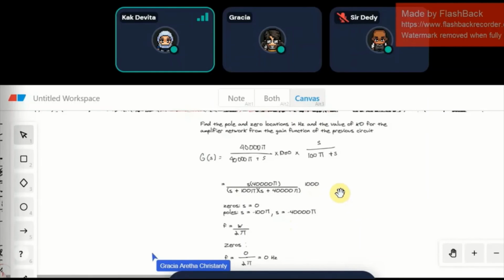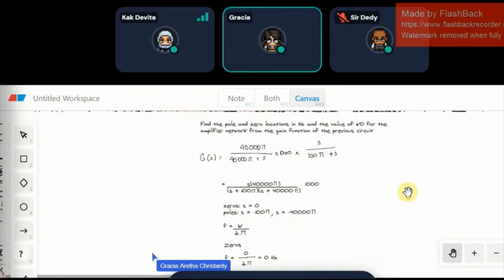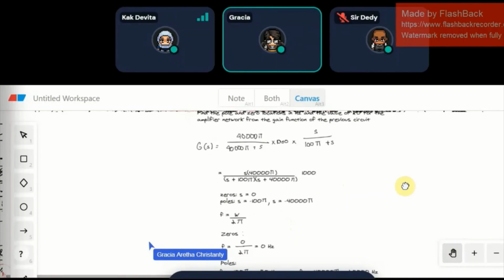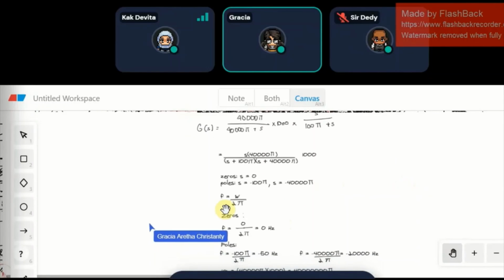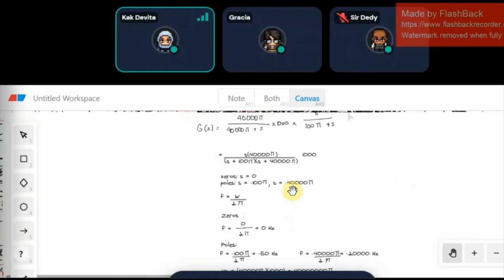So do you want to try finding the zeros and poles from this equation, Gracia? Yes, we factorize it, right, Kak? Yes. So the zeros will be 0 and the poles will be minus 100 pi and minus 40,000 pi. That's right. But the thing is that they are still in radian form, and the question is asking for the frequency. So we use this formula to find it.